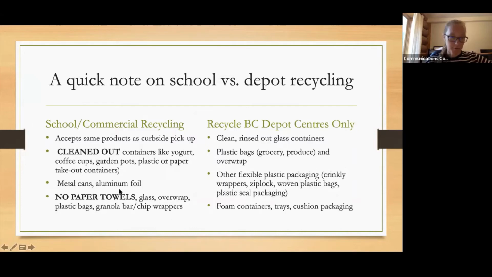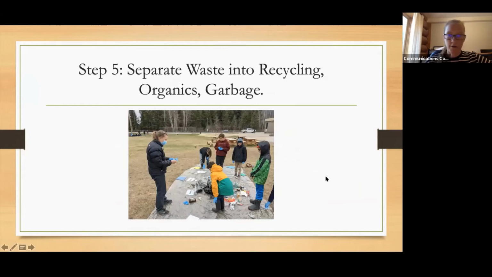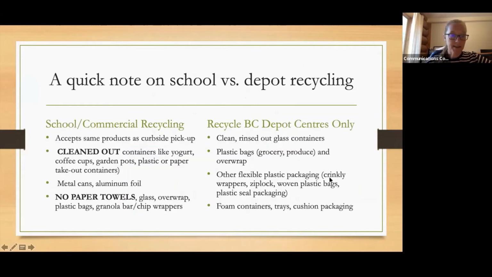Metal cans and aluminum foil can also be recycled. But the big thing is no paper towels. So paper towels can be composted, but they cannot be recycled. And I think it's because they're already made from recycled material, and they're at the end of it. It's like the tree at the very end of its lifespan before it becomes soil again.